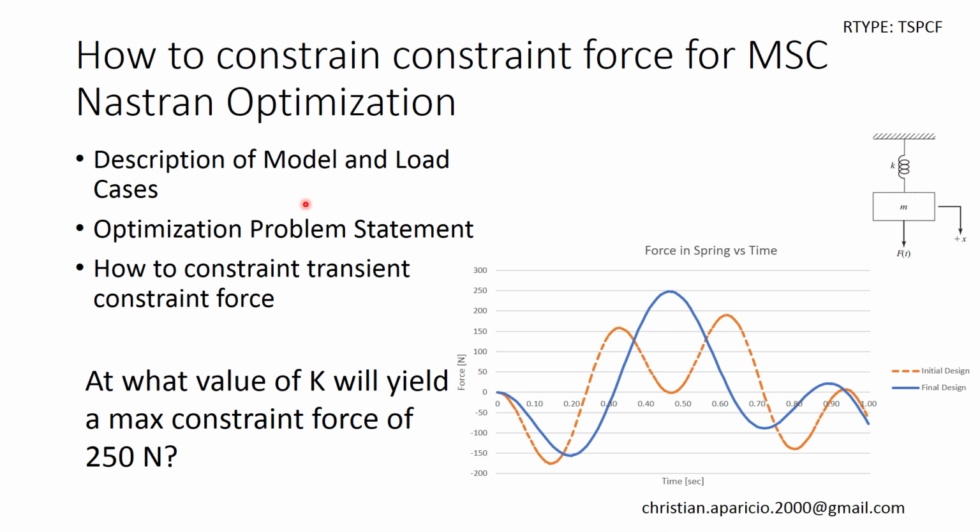So now, here in blue is my goal. I want to say that the force on the constraint or the support is not allowed to go beyond 250 newtons. Here in blue is the final design's constraint force, if you will. This plot is actually mislabeled. It should say constraint force, not force and spring.